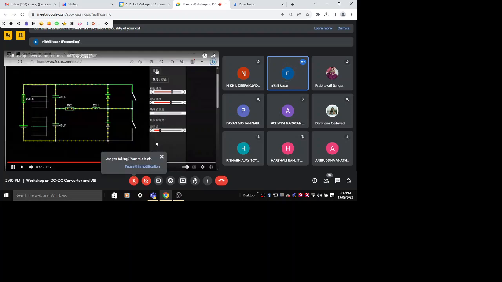Forcefully make the switch conducting. The meaning of that, doing the gate pulse, will get damaged.